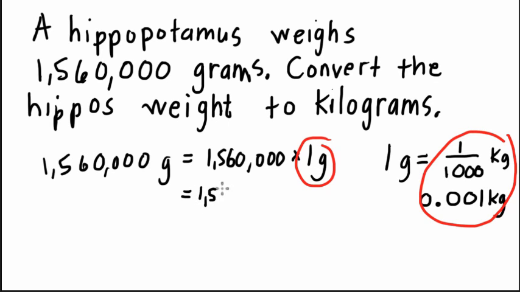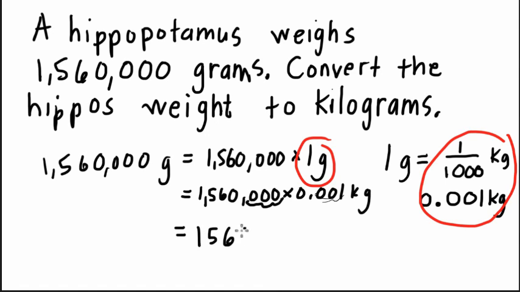So if we rewrite this times 1/1000th of a kilogram, we've now converted it, we can now do this problem. What this is, is 3 decimal places, because anything times 1 is the same number. We're just moving the decimal, in this case 3 decimal places. So our answer is equal to 1,560 kilograms.